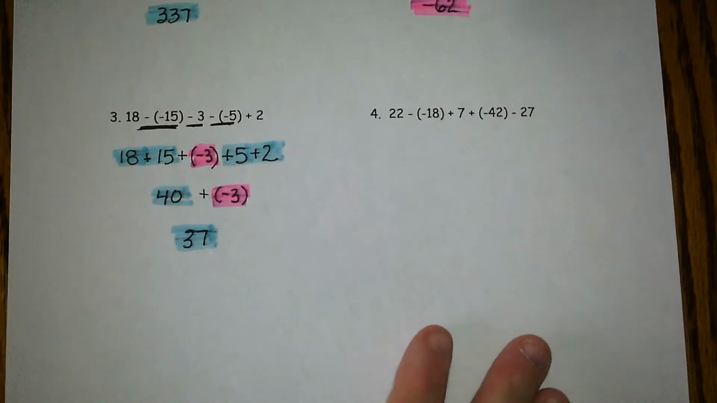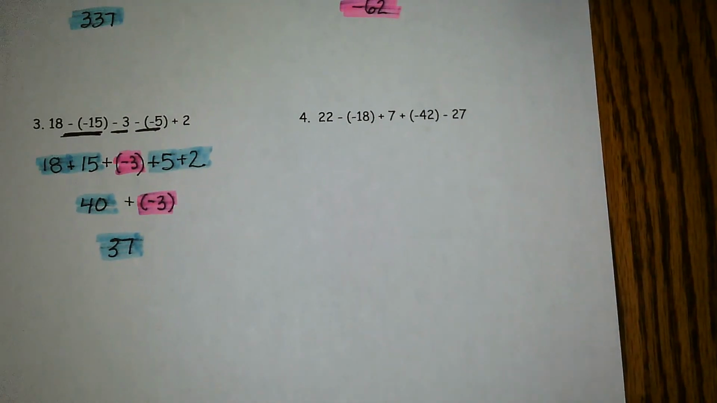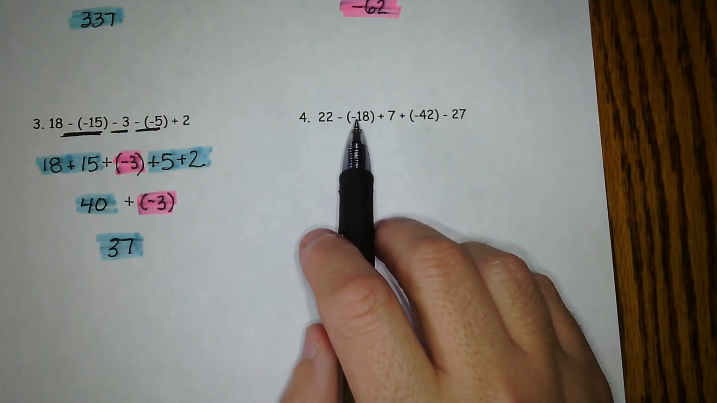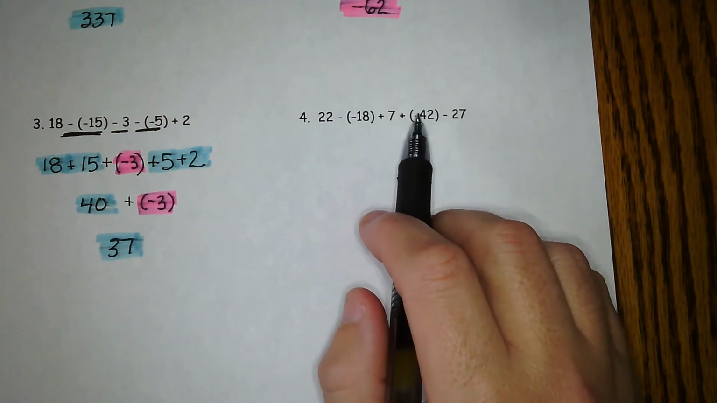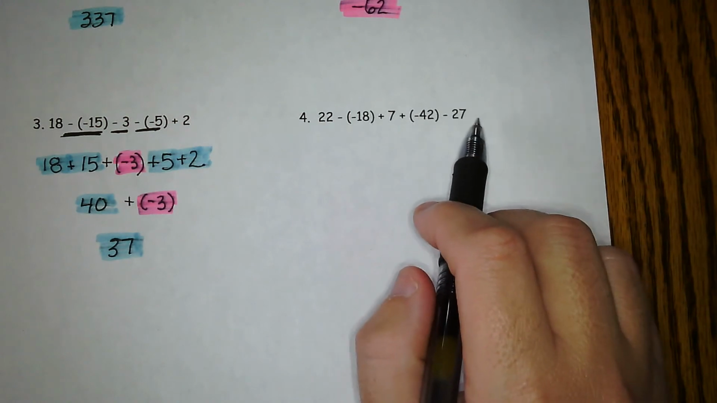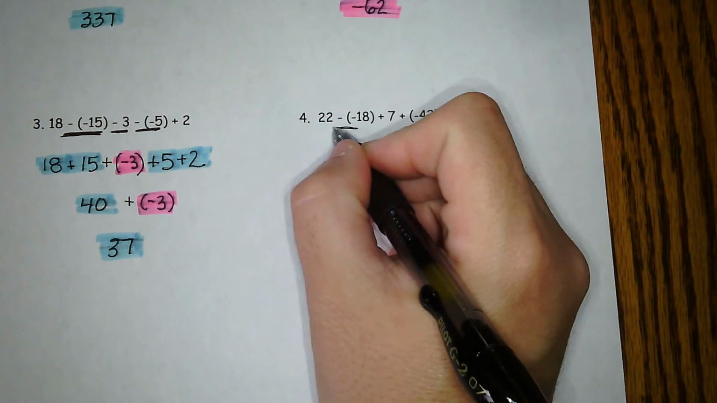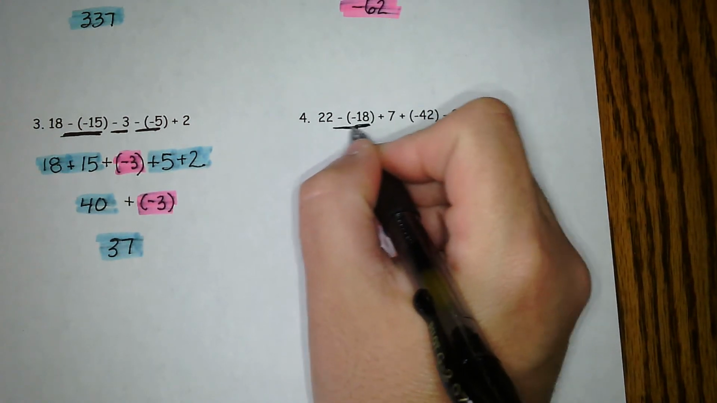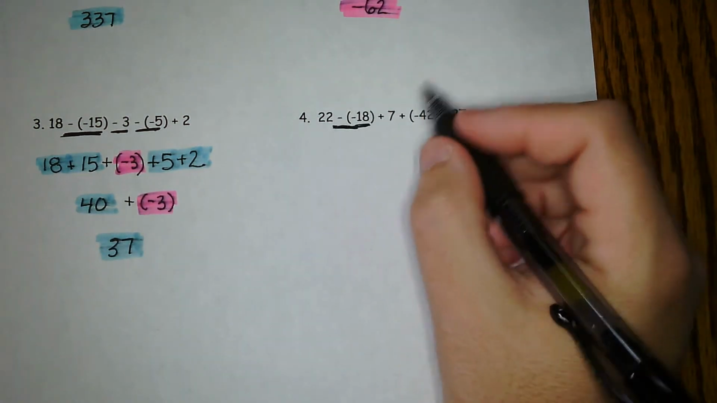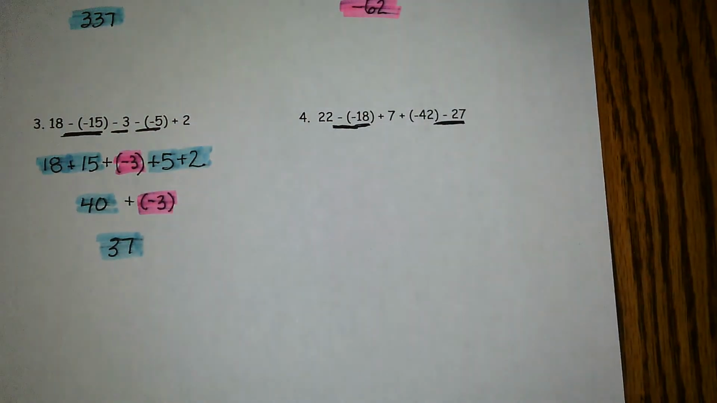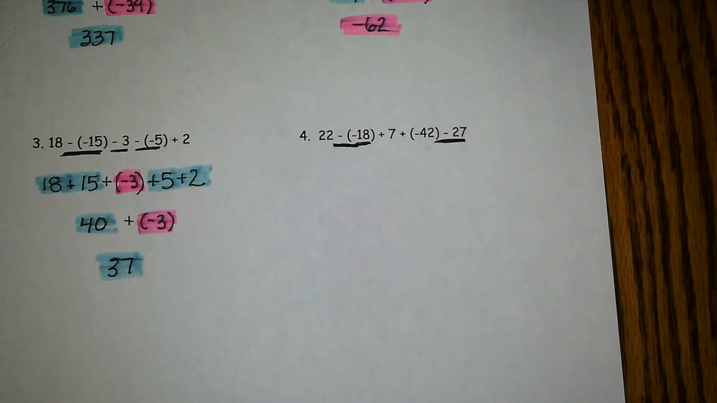Last one. So I'm going to look at my problem first and see what operations I have. I have 22 minus negative 18 plus 7 plus negative 42 minus 27. So as soon as I see a subtraction or a minus, I have to underline, keep, change. That's going to remind me to do that. Here's one, here's the other one. I got 2 keep, changes going on there.